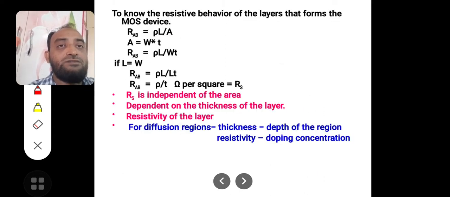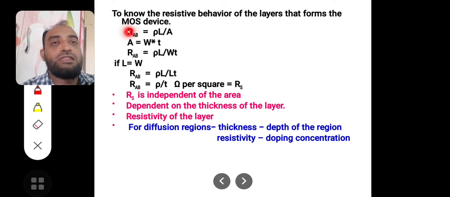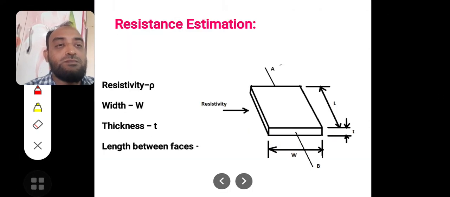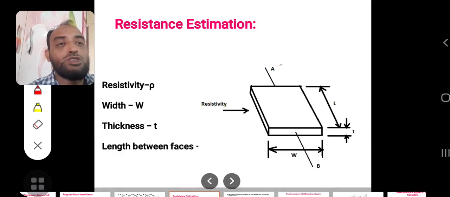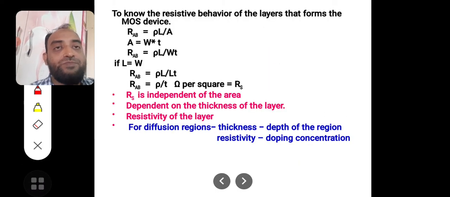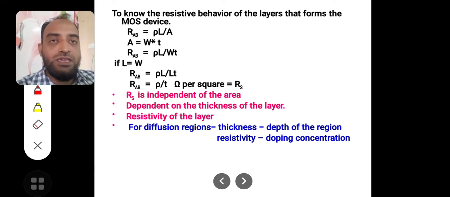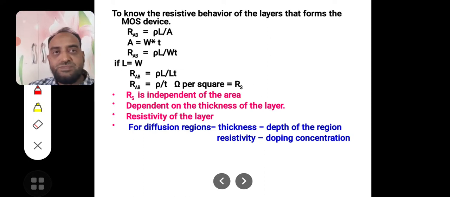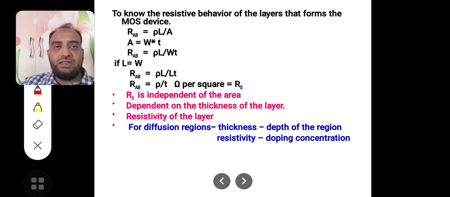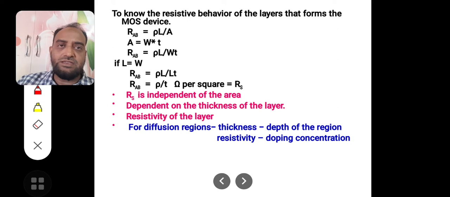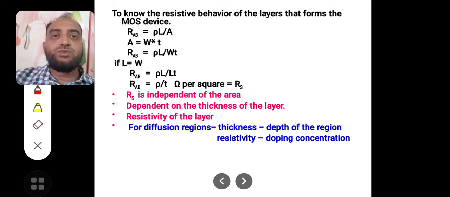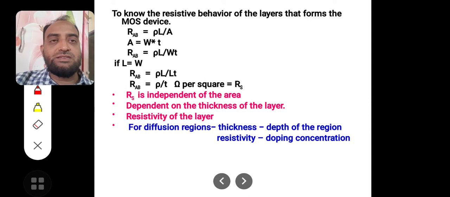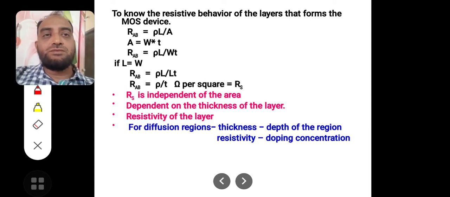Then it offers a resistance RAB, that is the resistance between the terminals A and B. Between these two ends, the resistance offered by this plate is RAB equal to rho L by A, where A is the area of the plate. A is not length into width, sorry, it is width into thickness, the two dimensions. Now substitute: R is equal to rho L by WT.